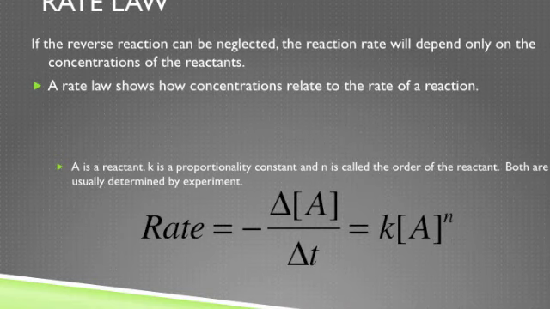But we use the equation rate equals the negative change in A, which is the reactants, over a change in time. This is what we talked about with average rates, but now we're going to set this equal to k times the concentration of A to the n power. We use this equation to determine what we call the rate law. In this formula, A is the reactant, k is the proportionality constant, and n is what we call the order of the reactant. Both are usually determined by experiment.